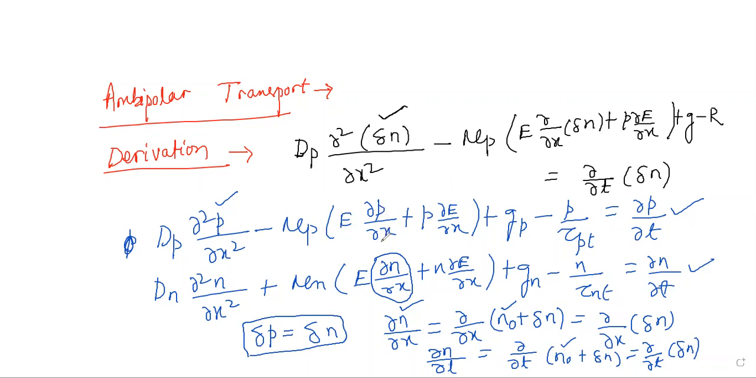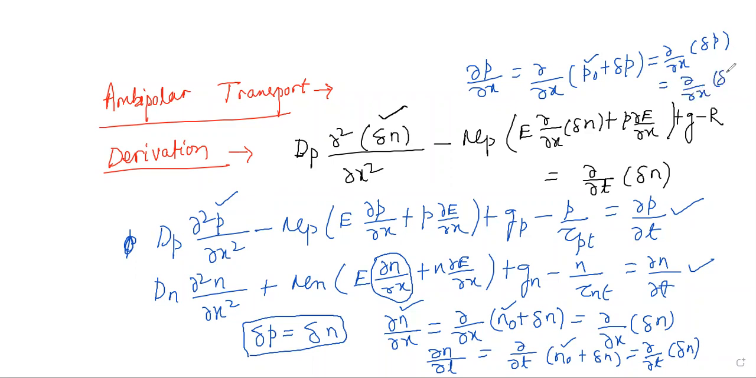So del p by del x is again what we got. We can write del by del x of del p by del x. So suppose I write del p by del x, this will give us del by del x of p0 plus delta p. Now what do you get? Del p0 by del x is 0 because p0 is constant. So you get del by del x of delta p. But we said the rates of generation occur in pairs, so the excess electrons are equal to the excess holes. So this can be written as del by del x of delta n. No problem, we can write it this way.